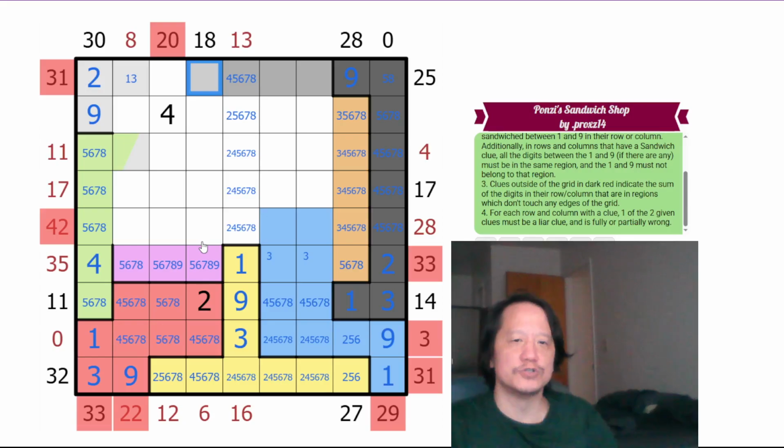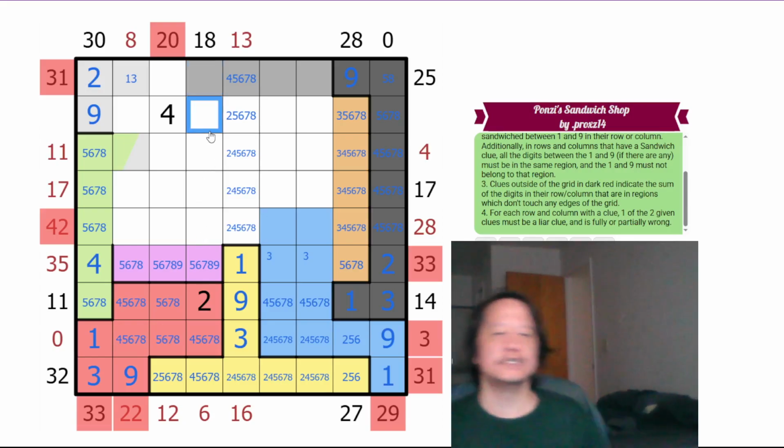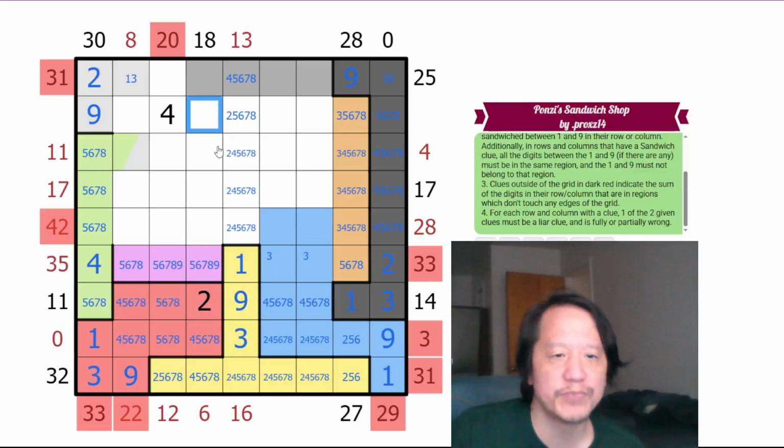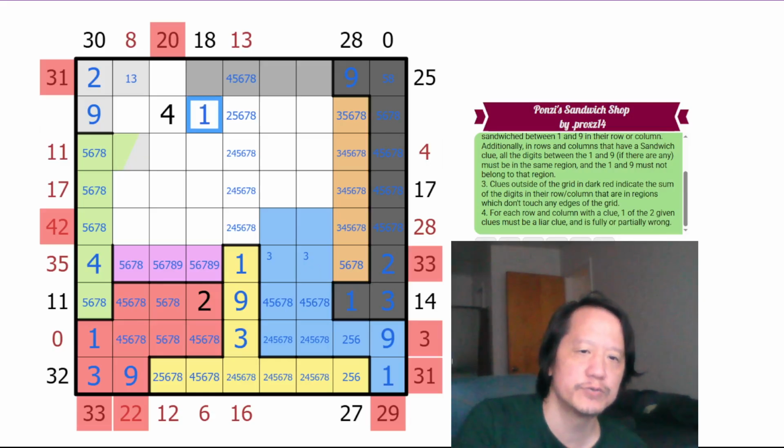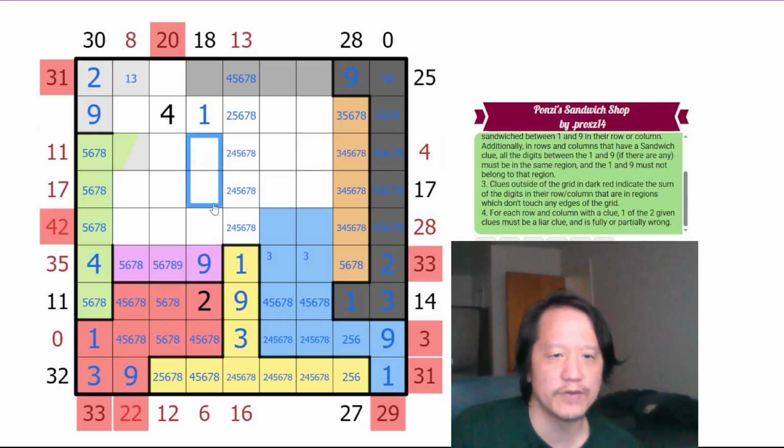Now that's interesting. So what happens if we have 18 here? These 3 digits have to be in the same region. We have a 1 or 9 here. So then this would be 1. You'd have a 9 there. You'd have to have like 5, 6, 7 or 4, 6, 8 here. So then this would be boundary, but this 1 would not be part of the light region.